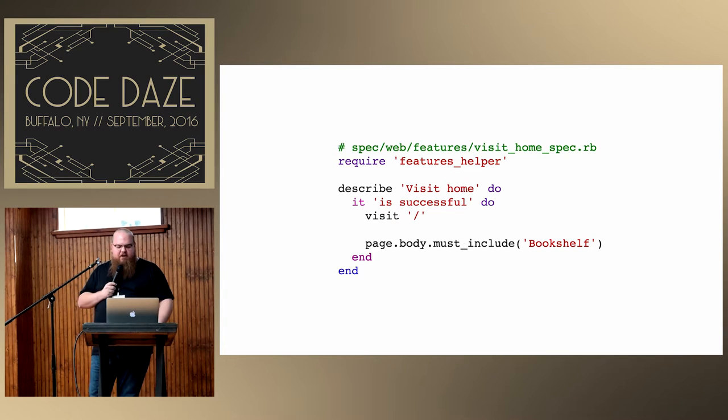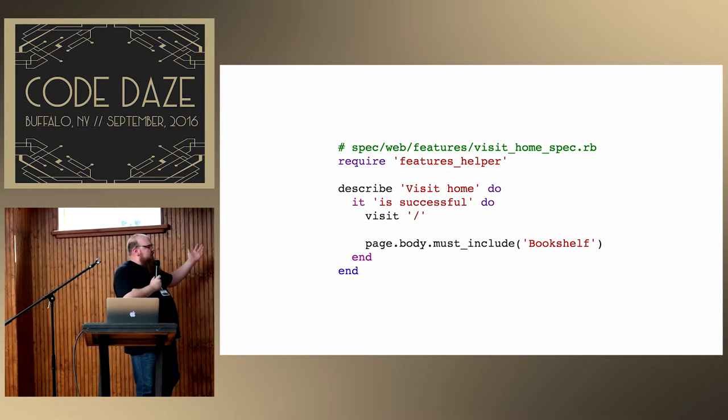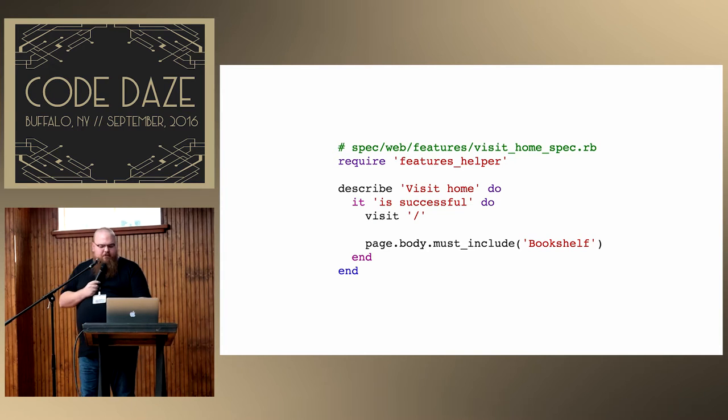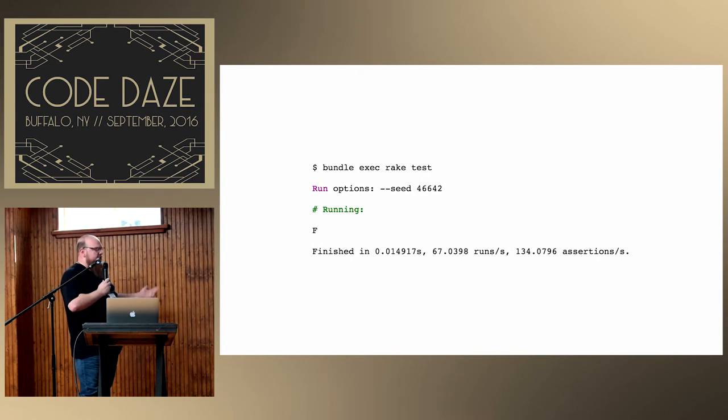So our first test is a feature test, and we'll just read it kind of like English. When we visit the home page, we want to check that page loaded successfully. So when we visit the root URL, the body should just have the word bookshelf on it. Simple enough. Run that. Fails just like we wanted. Cool.